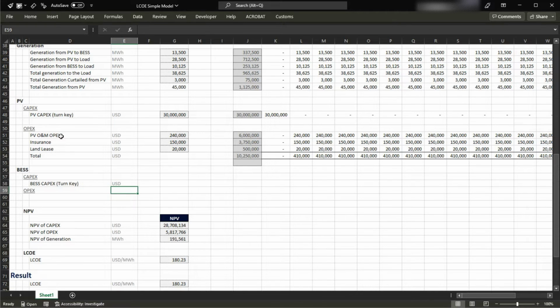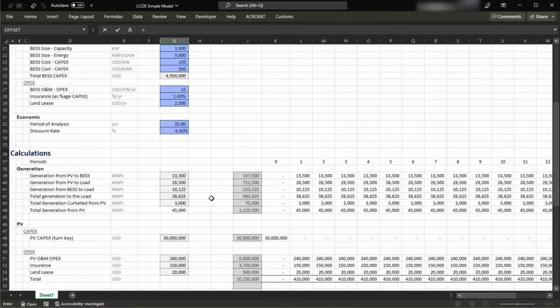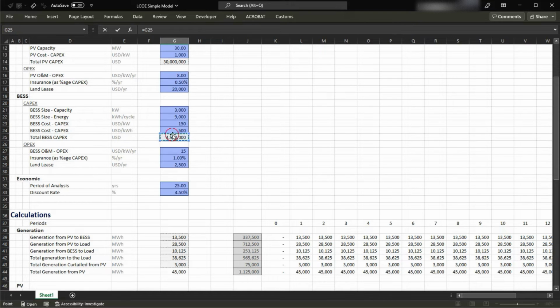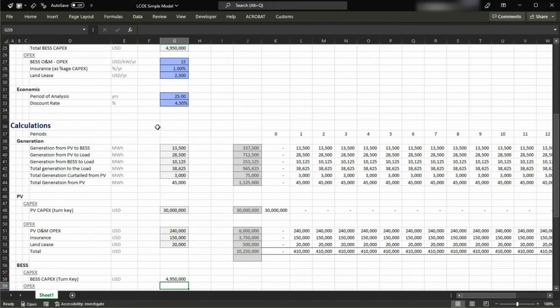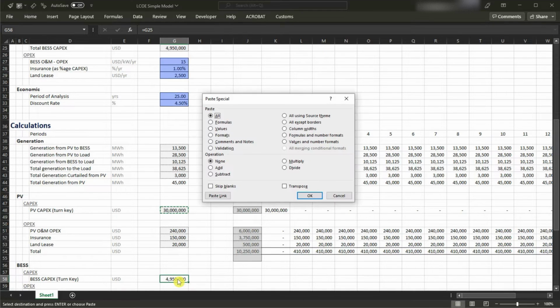USD, right? So what is the BESS capex? Let's calculate it. So it's going to be what? Oh, it's here, 4.9 million. Okay, so that's already calculated. I'm gonna Control C, Alt EST.